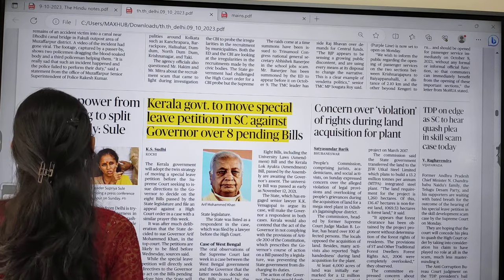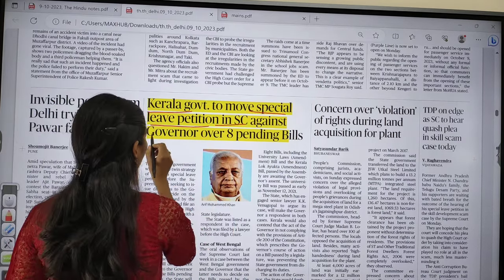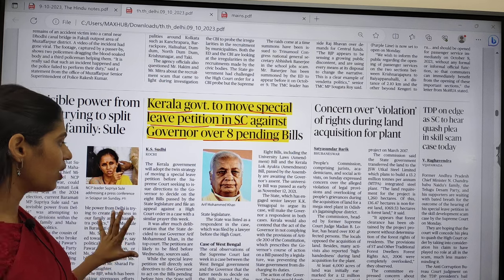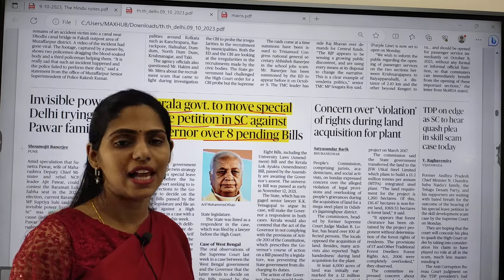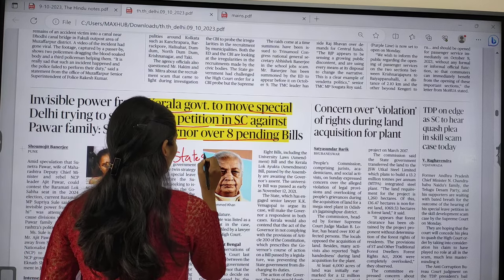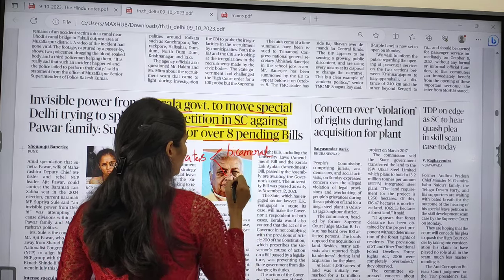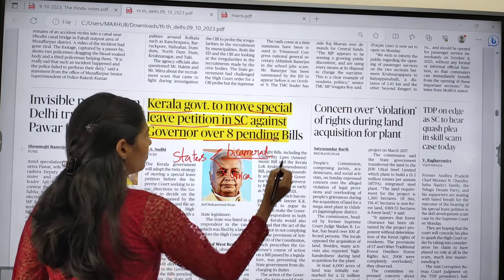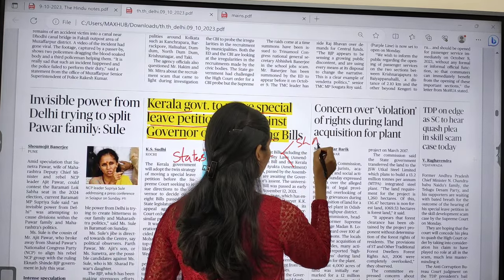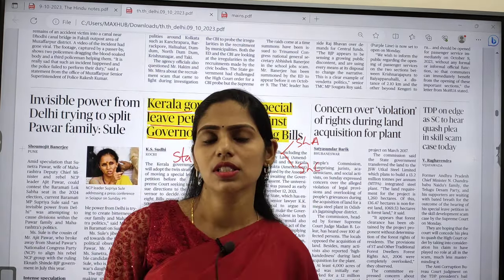And the next topic here is Kerala government to move special leave petition in Supreme Court against governor over 8 pending bills. Okay. So here we are talking about how the passage of a bill happens in the state legislature. In states, we have a bicameral legislature or unicameral. Bicameral means we will be having two houses. First one is the state legislative assembly, second one is the state legislative council.